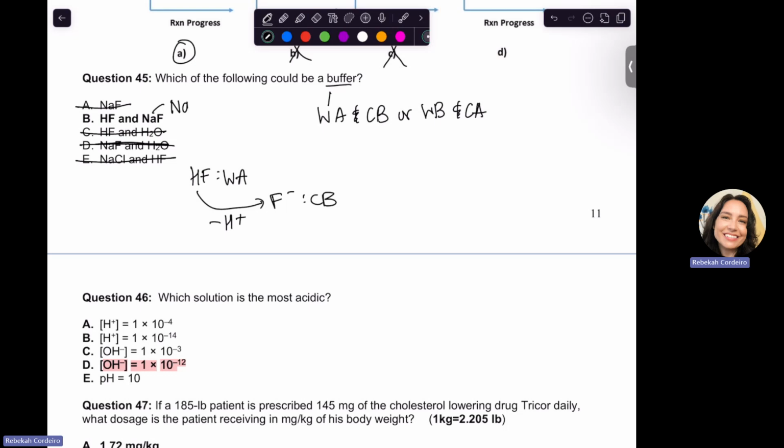So what does NaF have in it? It's F minus and Na plus. So that is what gives us that conjugate base. It's in there. It's just not the only thing because you can't only have an ion just hanging out. It has to have somebody it got electrons from.